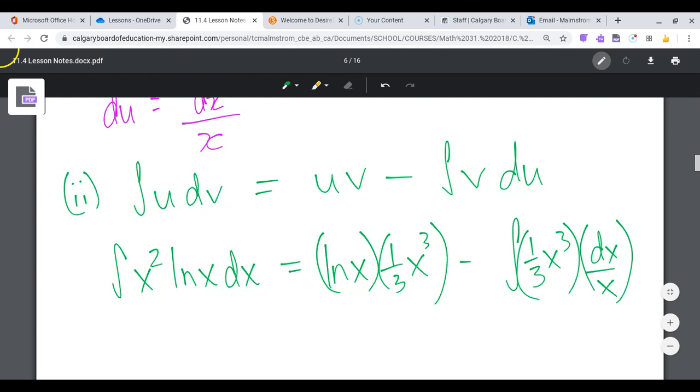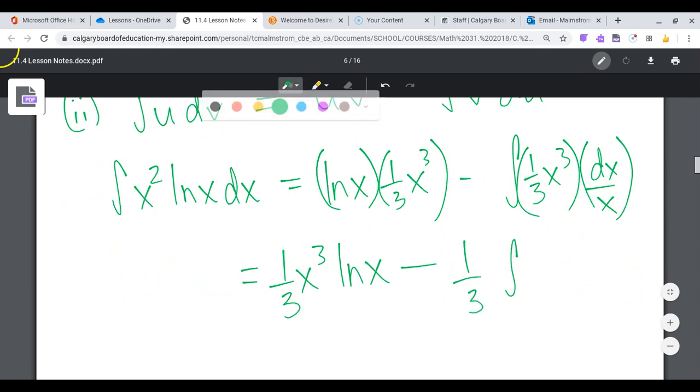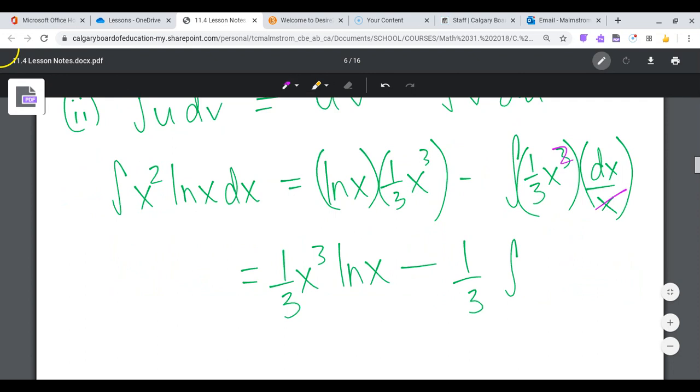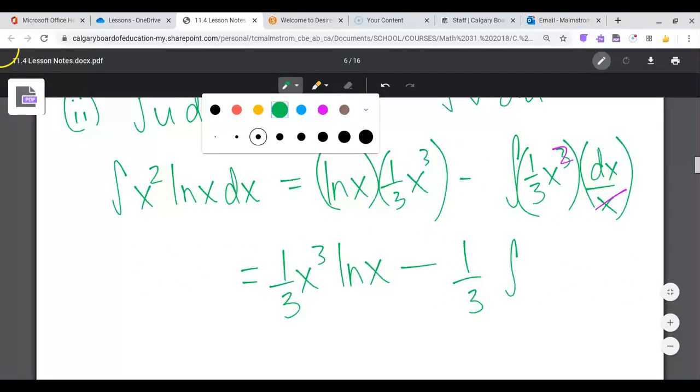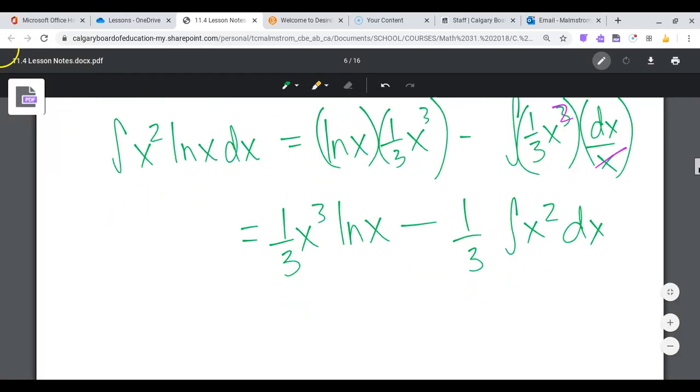Whew. Okay, let's tidy this up before we try and do more with it. So we have that this is equal to 1/3 x cubed ln x. That just looks prettier. Minus, we're going to put that 1/3 in the front. And then I can see that I can actually cancel that x and make that become an x squared. So let's do that, x squared dx. And then that's a fairly easy antiderivative to take.